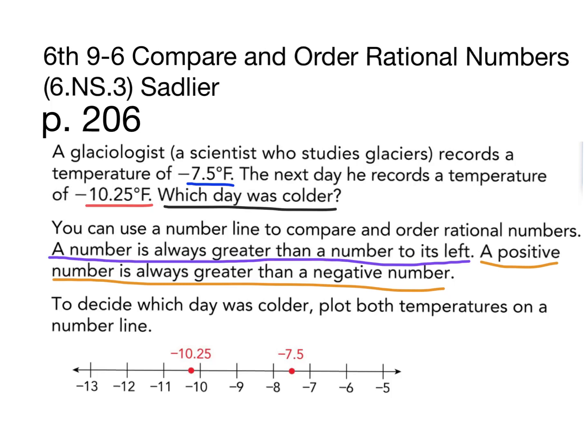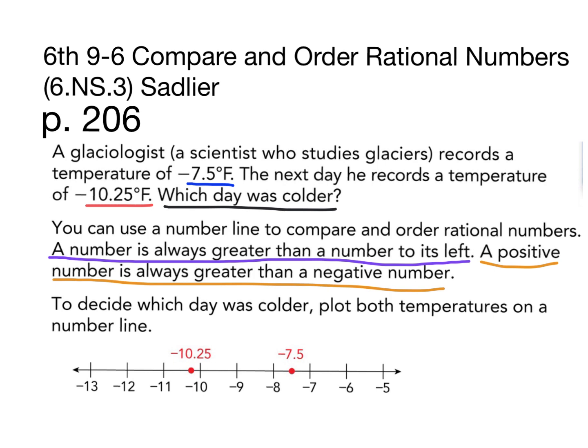Section 9.6 is on comparing and ordering rational numbers. And we're going to be looking on page 206. So a glaciologist, a scientist who studies glaciers, records a temperature of negative 7.5 degrees Fahrenheit. The next day he records a temperature of negative 10.25 degrees Fahrenheit.